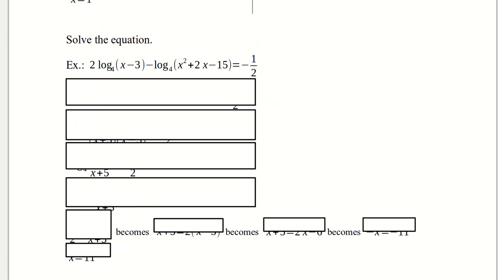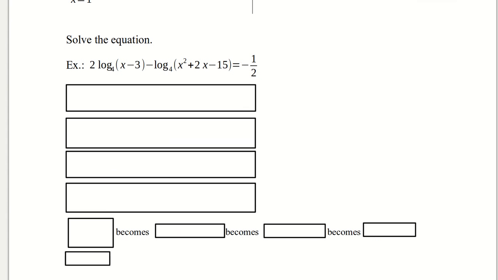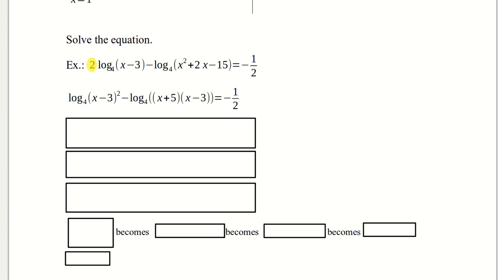Okay, one more, a little bit more exciting this time, so let's see how this goes. So this example does have a coefficient. There's that 2 on the first logarithm. So we're going to have to do that first step here, which means that we're going to have to make the coefficient into an exponent. So notice how the 2 that was a coefficient became an exponent on the argument. The other thing that I did in this same step is I factored the argument of the second logarithm.